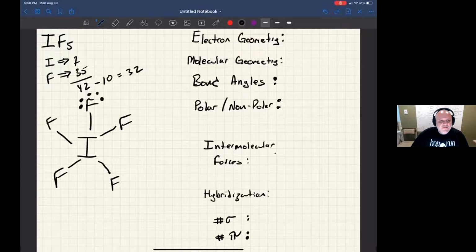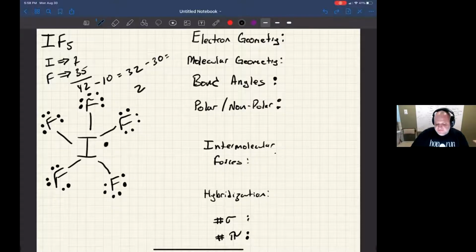Time to start making octets on those fluorines. So I would fill in those electrons here like so. With 5 fluorines, 6 electrons each, that means I would have gotten 30 electrons out. So I've got 2 left. Well, what do I do with those 2? I put them next to the iodine because the iodine can do an expanded octet. So I do have an octet on every atom. Iodine is expanded. It's got 6 geometry groups, 12 total electrons.